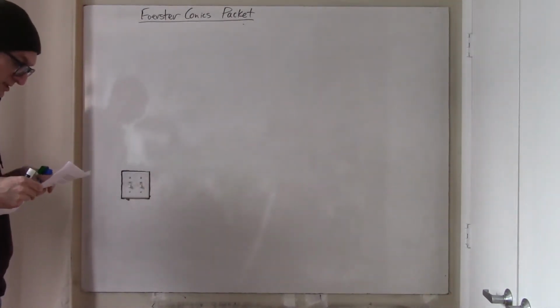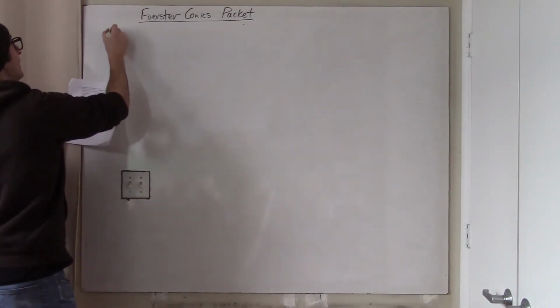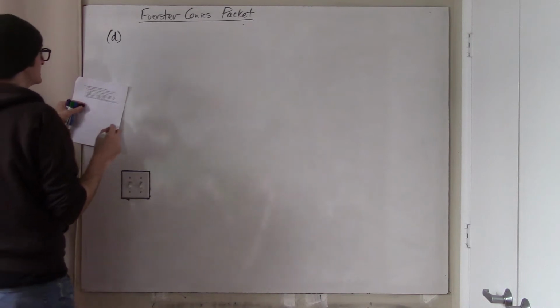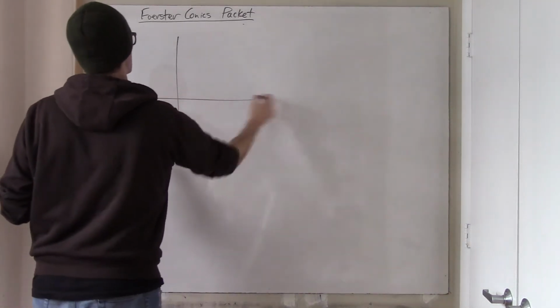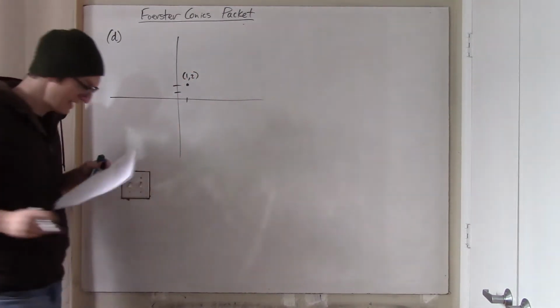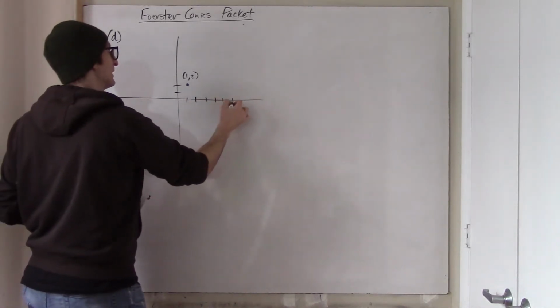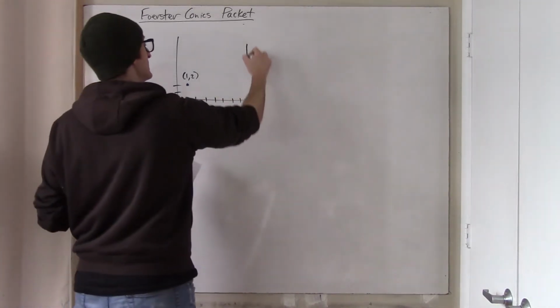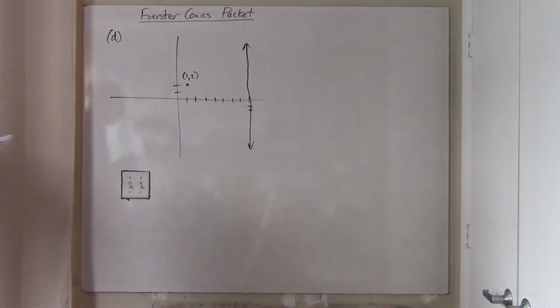Part D. Okay. Well, what does part D say? Conic. Center at 1, 2. Alright. So 1, 2 is my center. Great. Directrix x equals 7. 2, 3, 4, 5, 6, 7. So here is my directrix, and corresponding focus at 3, 2.